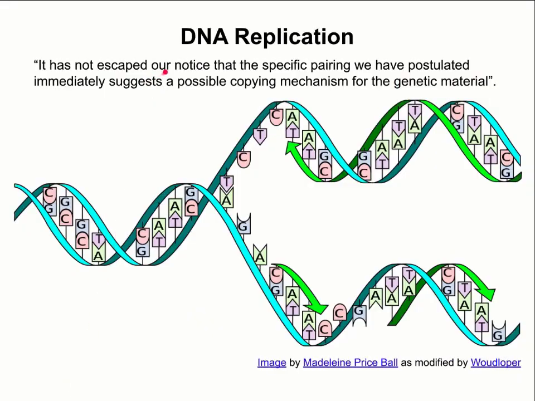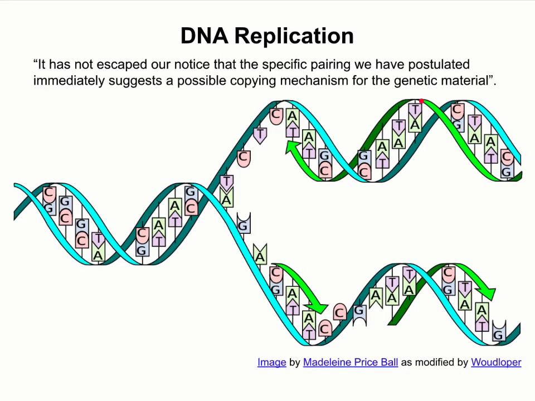When Watson and Crick published their paper in 1953, they included this famous quote toward the end: "It has not escaped our notice that the specific pairing that we have postulated immediately suggests a possible copying mechanism for the genetic material." In other words, the structure of DNA all by itself suggests a mechanism for replication.